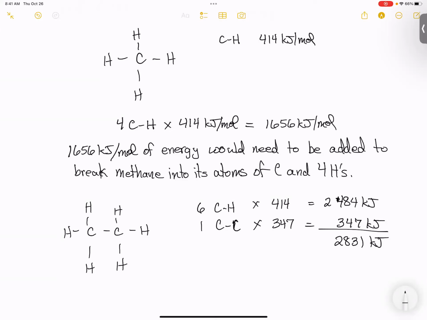So these bond strengths are also describing how much energy must be added to break up all those bonds in a molecule. Questions?